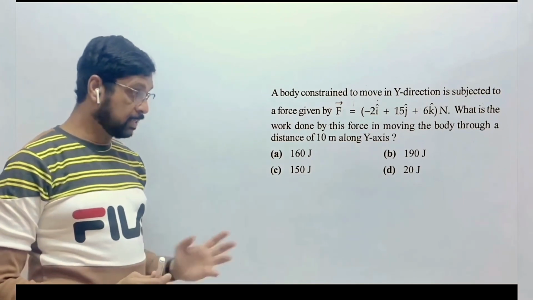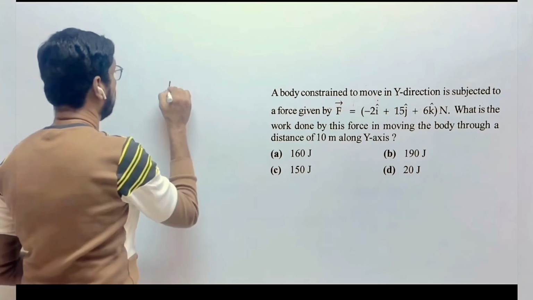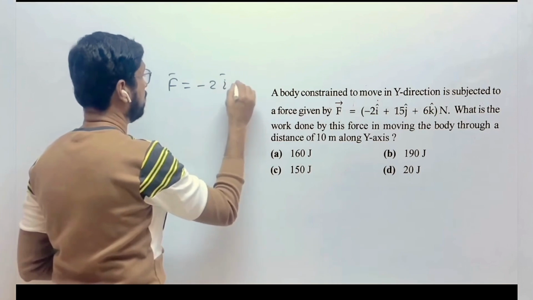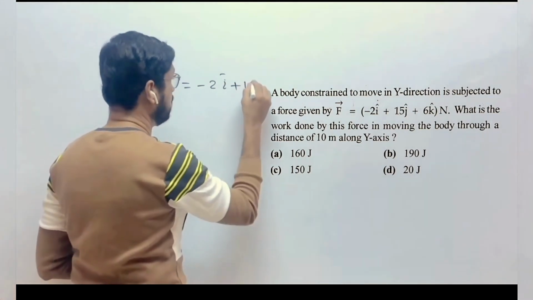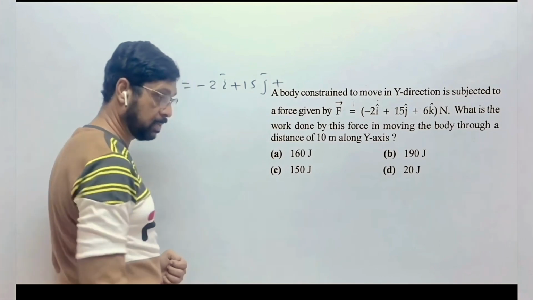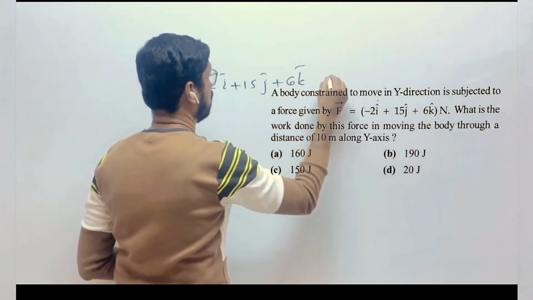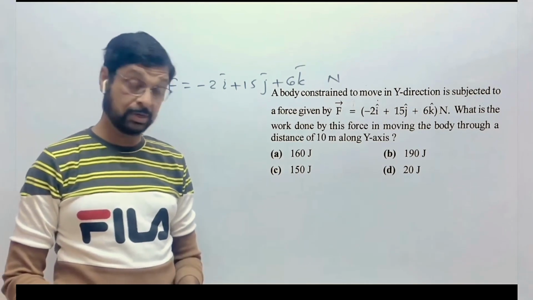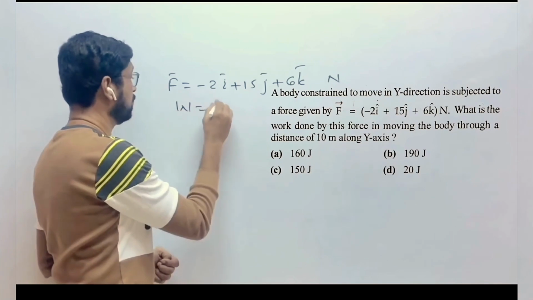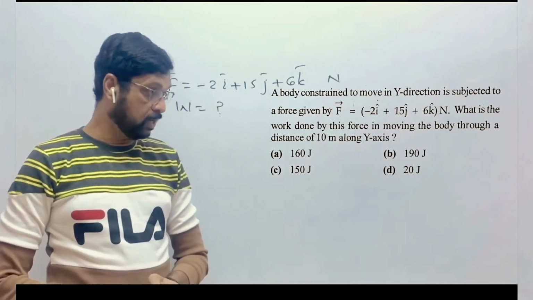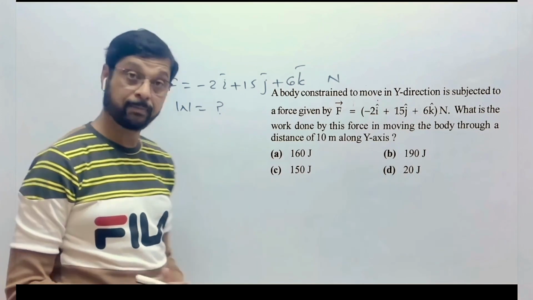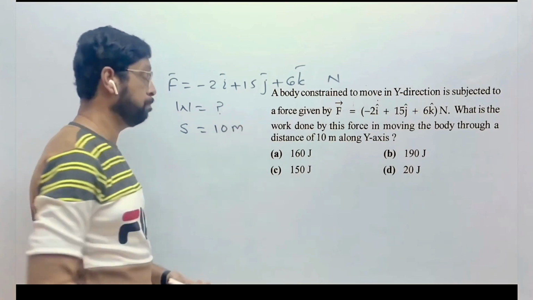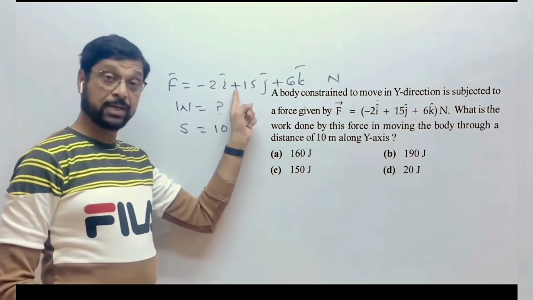Okay. It is subjected to a force F given by minus 2I plus 15J plus 6K Newton. Okay. What is the work done by this force? W. How much will the work done be? To move this body through a distance of 10 meter. That means the magnitude of displacement is how much? 10 meter. So this force is acting on the body.